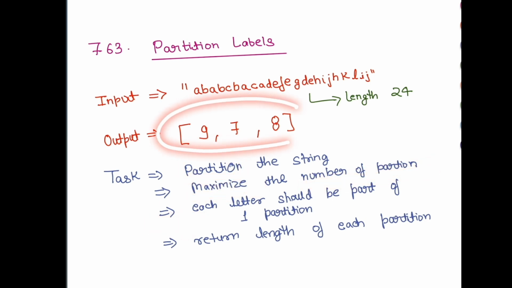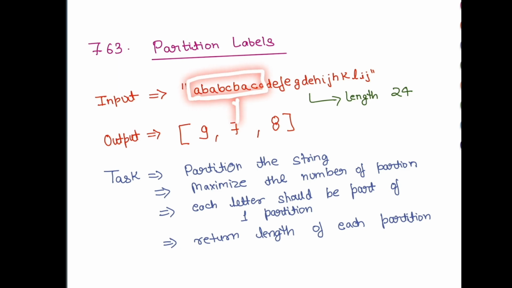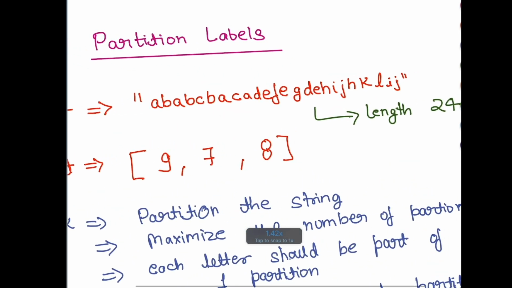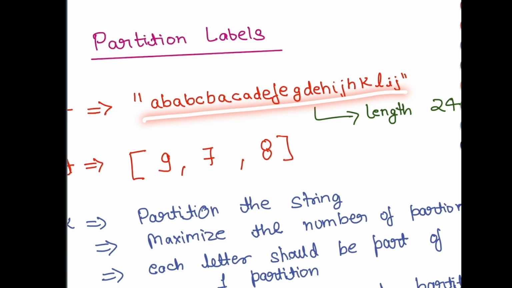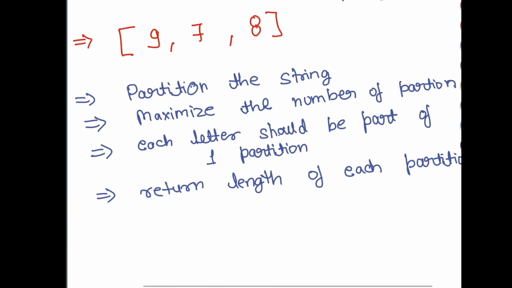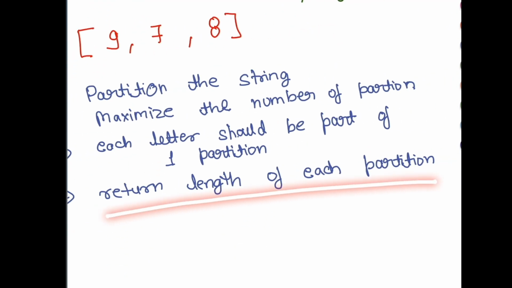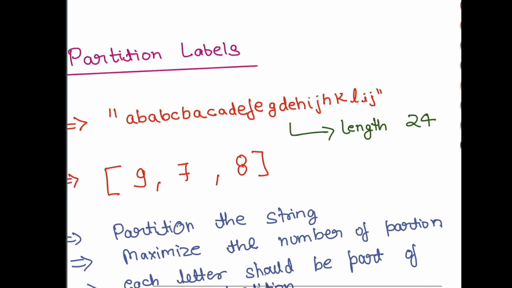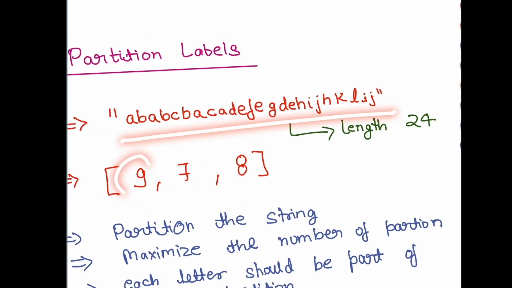What we need to return is the length of each partition. So right now the lengths are 9, 7 and 8. It means if you start from the beginning and fetch the first 9 letters, then this is one partition in which all the characters are part of just this particular partition. Now let me zoom in a bit and try to explain how this input is producing this output. We know that the output we need to return is the length of each partition. So right now the output is 9, 7 and 8. It means we have 3 partitions for this string and their lengths are 9, 7 and 8.